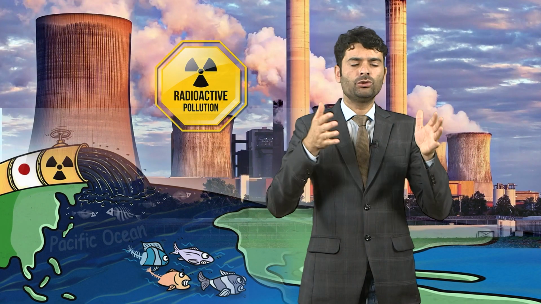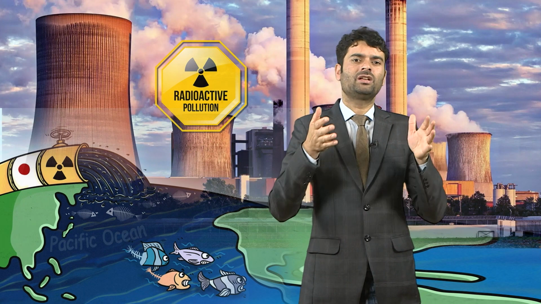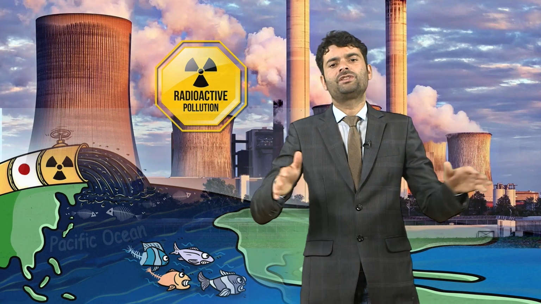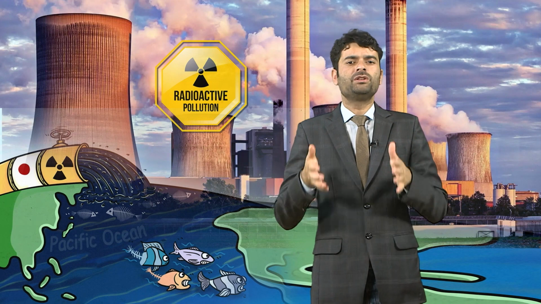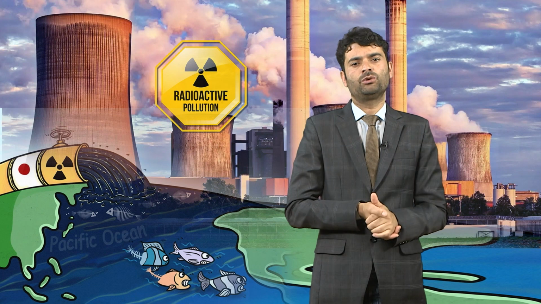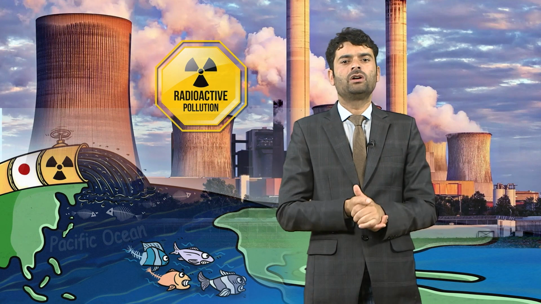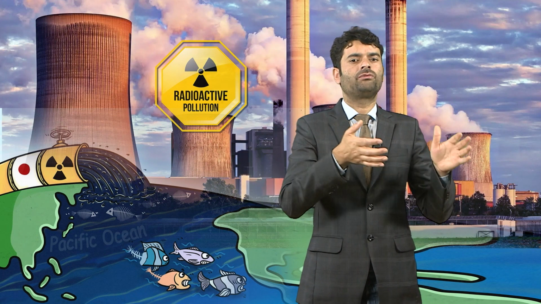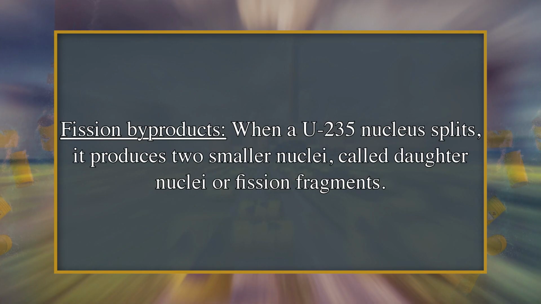Inside a nuclear reactor, uranium-235 atoms undergo a fission reaction when neutrons strike them, and once they split, uranium atoms give off an enormous amount of energy. Fission byproducts: when a uranium-235 nucleus splits, it produces two smaller nuclei called daughter nuclei or fission fragments.